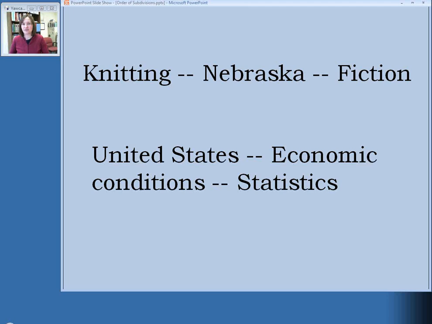Now, this rule of thumb doesn't always hold true. There's some variation, mostly dealing with which topics and which subdivisions are allowed to be geographically subdivided, but this is a good place to get started.